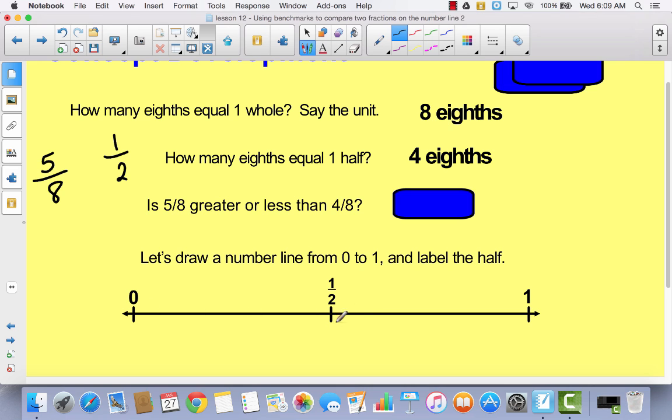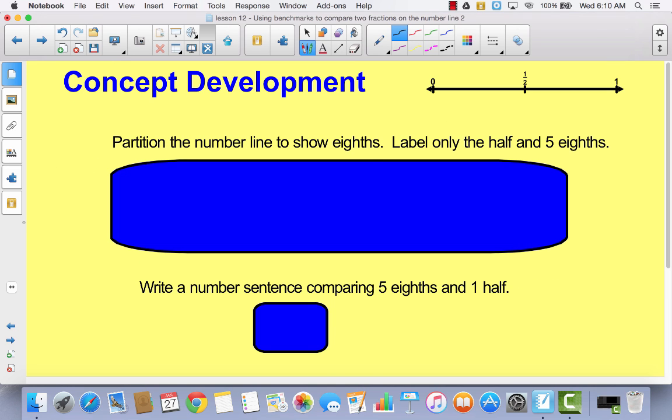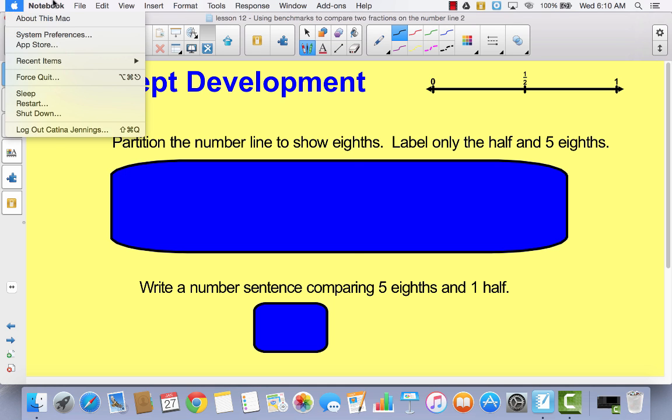If I'm trying to compare 5 eighths to 1/2, well, if I know that 4 eighths is half, then I know that 5 eighths is going to be further down the number line, or closer to 1, than 4 eighths. So that would mean that 5 eighths is actually greater than 1/2. So that's how you can use your number line to compare fractions and benchmarks.